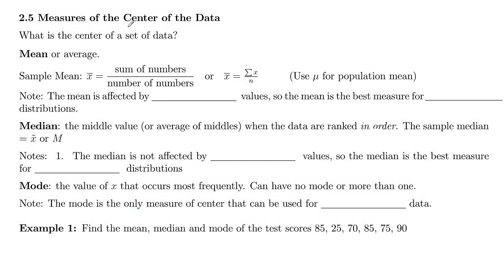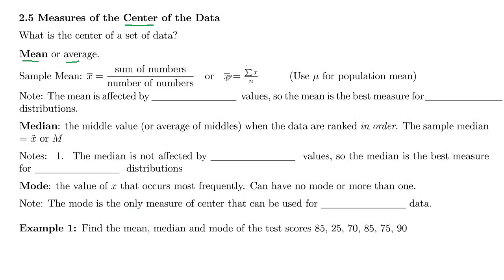So next we're going to look at measures of the center of the data. So we want to know what is the middle or what is the center of the data. Now the most common measure that we've probably all seen before is the mean or the average of the data values. So the sample mean, we're going to use the symbol X with a bar above it. And remember, that's just the sum of the numbers divided by the number of numbers.